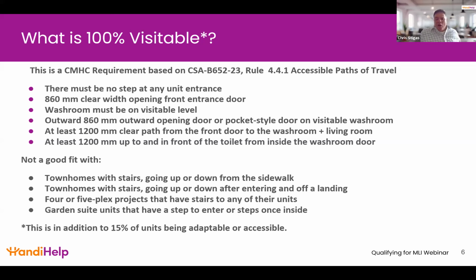The washroom needs to have an outward opening style door or a pocket door. And then a 1200 millimeter path of travel from the front entrance of that unit to the washroom and to the living room. That path of travel can have a pinch in it as long as the pinch is not greater than 600 millimeters.